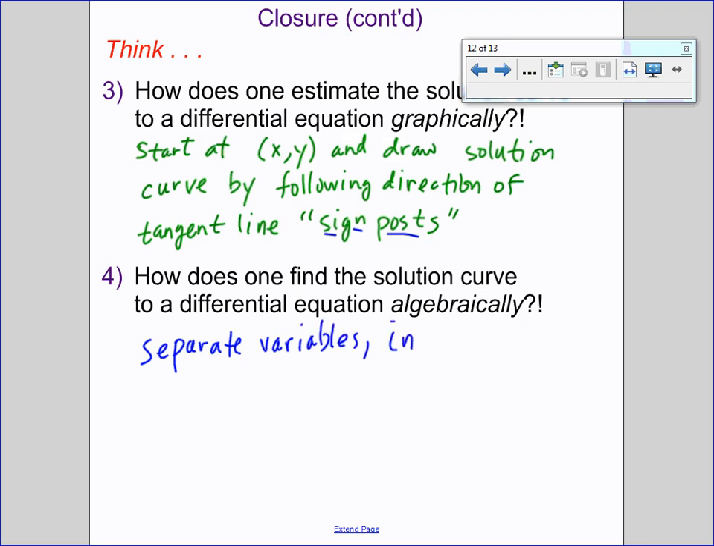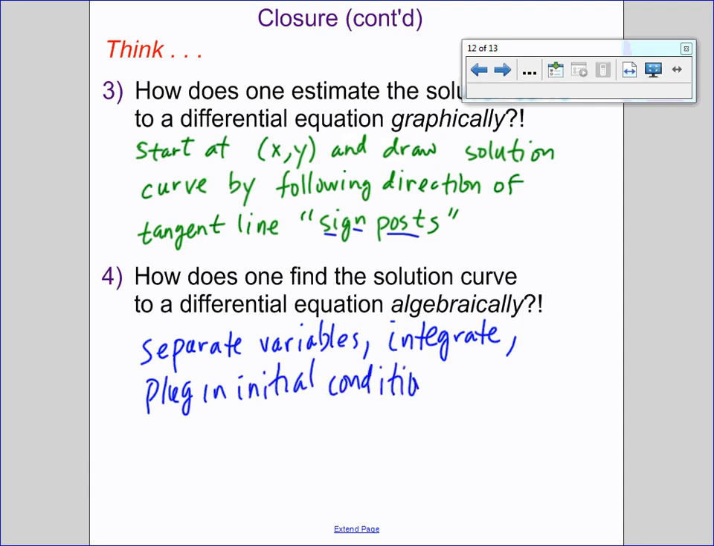Integrate. Plug in initial condition. And rewrite with your C value plugged back in, solve for y, right? The variable solved for equals.